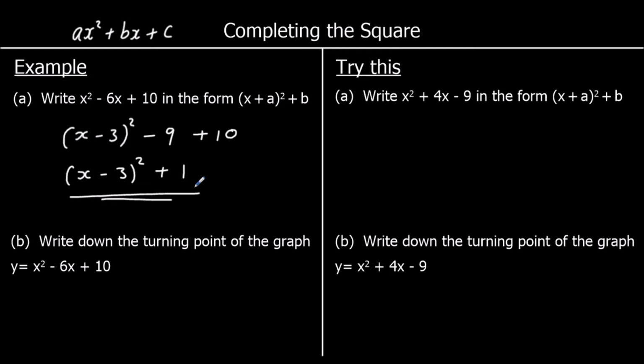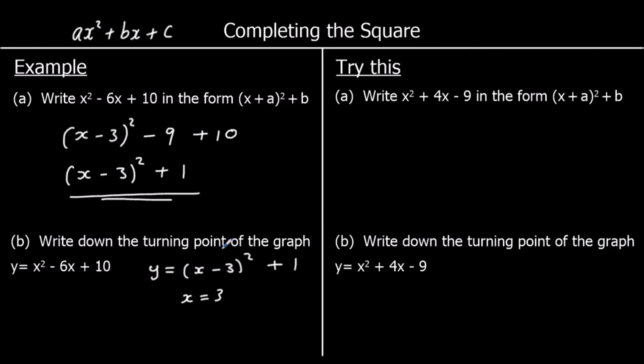Part B says write down the turning point of the graph. So it's the same quadratic in part B. So y is equal to x minus 3 squared plus 1. The smallest thing we can get, so the smallest thing that y can equal, is when x equals 3, when the bracket equals 0. So we say, what makes the bracket equal to 0? That's when x is 3. So the minimum point will be when x is 3.